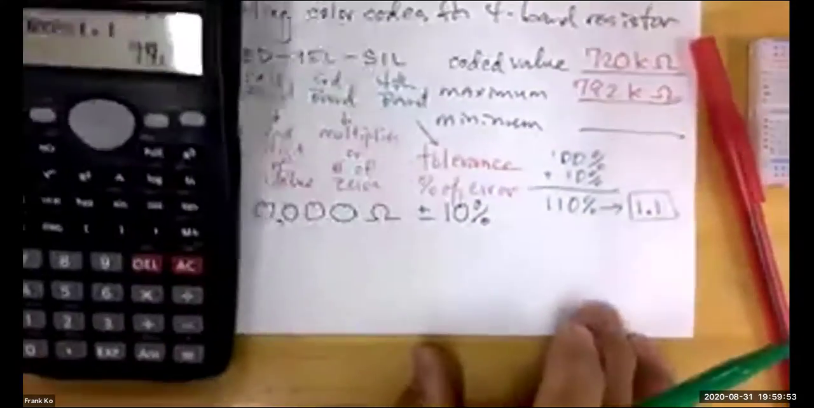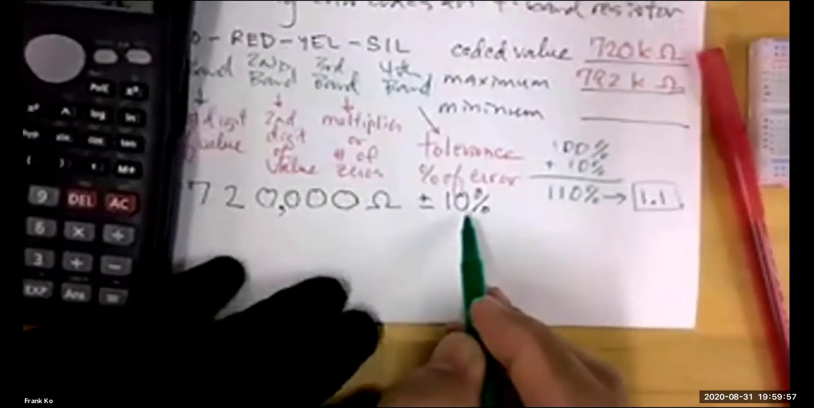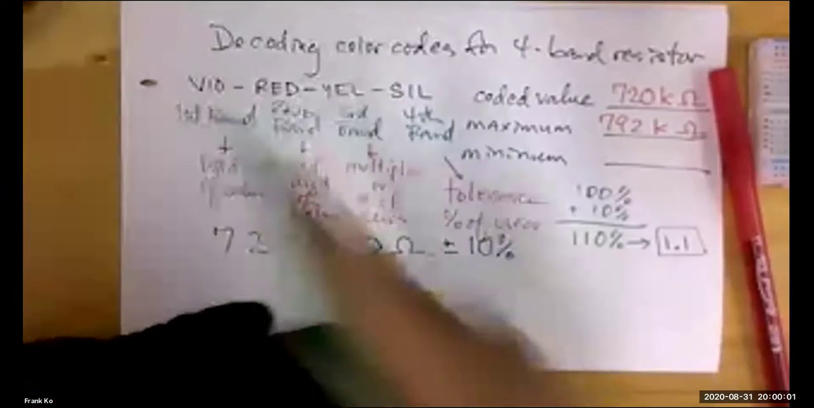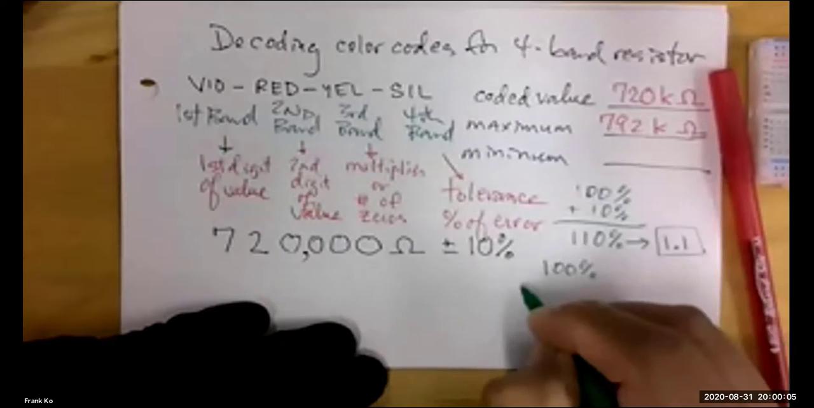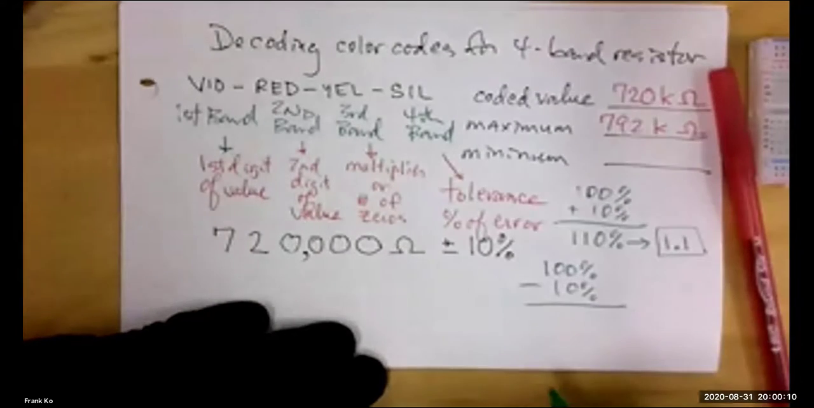And minimum would be subtract 10%. Yes, remember it's plus or minus 10%. So let's go ahead and see if we can determine that. So we will have, what is 100%? And I'm going to take away 10%. What's that leave us with?